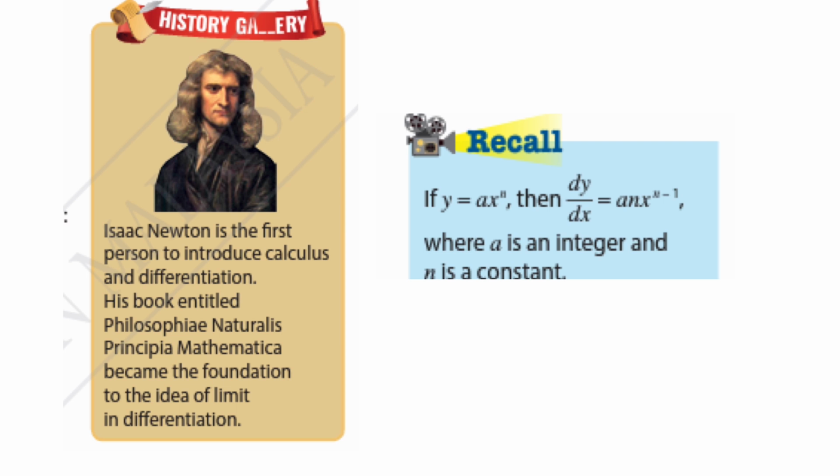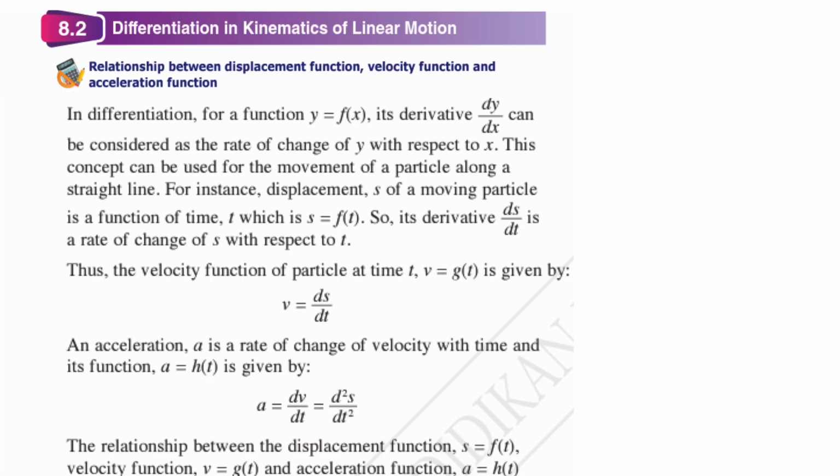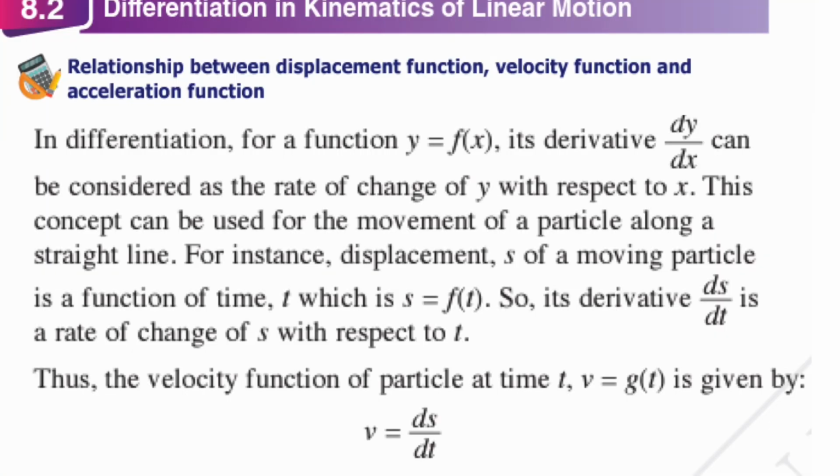So in differentiation for a function y equal to f(x), we have dy/dx, right? The dy/dx means the rate of change of y with respect to x. This concept can be used for the movement of a particle along a straight line. For instance, displacement s of a moving particle is a function of time t, which is s equal to f(t).